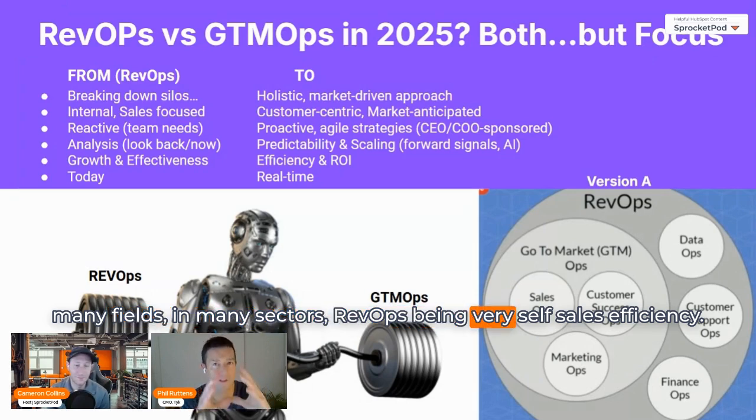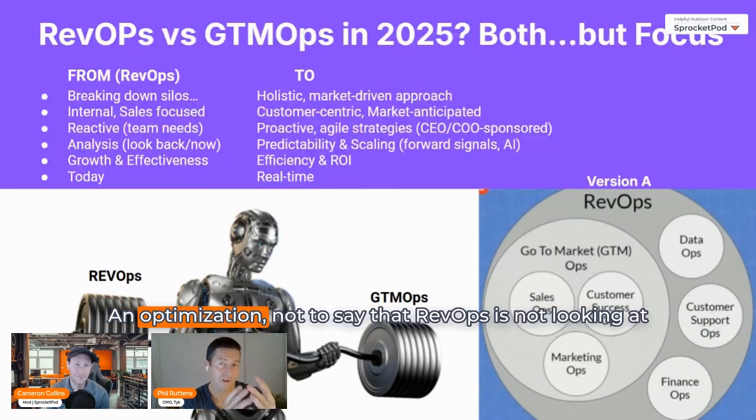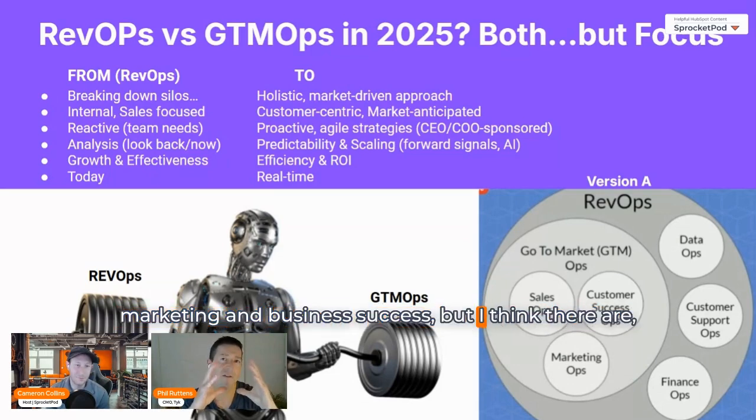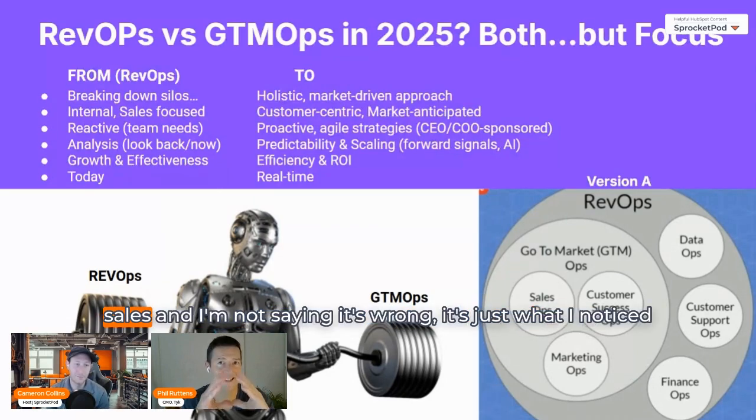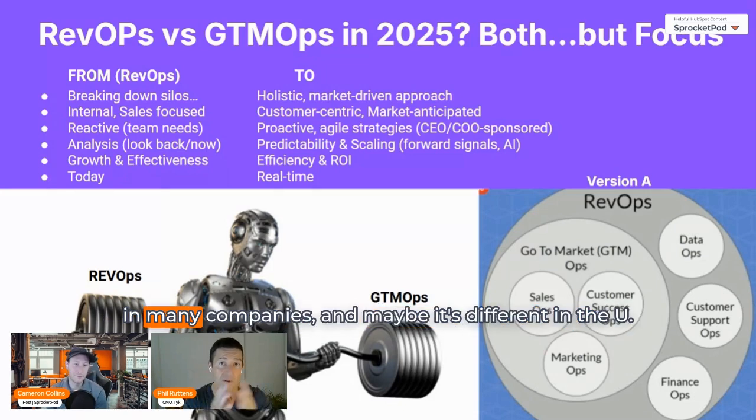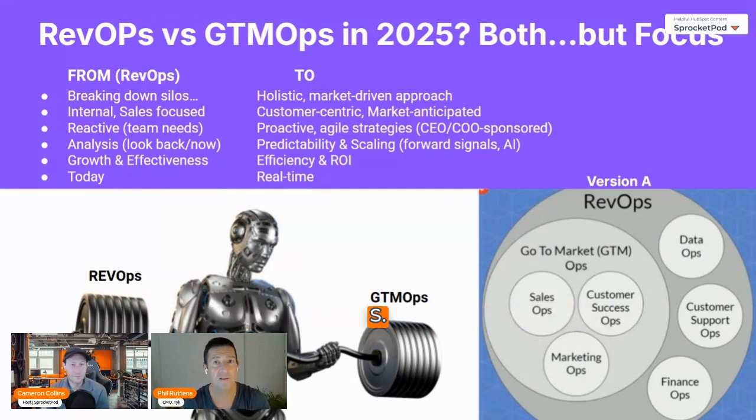RevOps is being very sales efficiency and optimization. Not to say that RevOps is not looking at marketing or customer success, but I think there is a trend that RevOps is very much focused on sales. And I'm not saying it's wrong. It's just what I notice in many companies, and maybe it's different in the US again, in some areas.